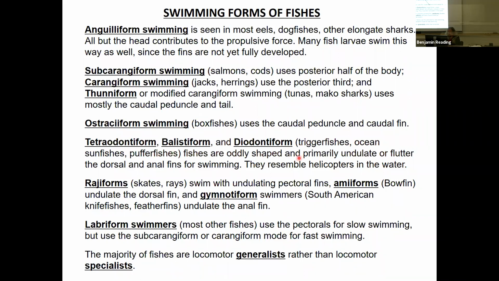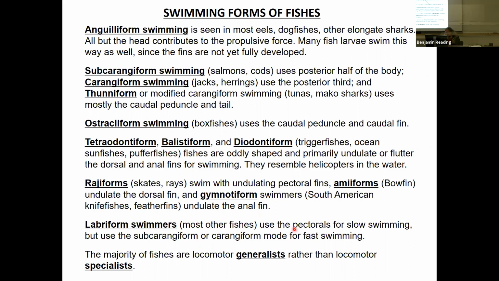fins to undulate, flutter, in a manner that we call sculling. They swim kind of like a helicopter. They use this kind of swimming. Rajiforms, again, undulate their pectoral fins. Amiiforms undulate the dorsal fin. And then gymnotiforms are things like the electric eel, which again is more closely related to a catfish. They undulate their anal fin.